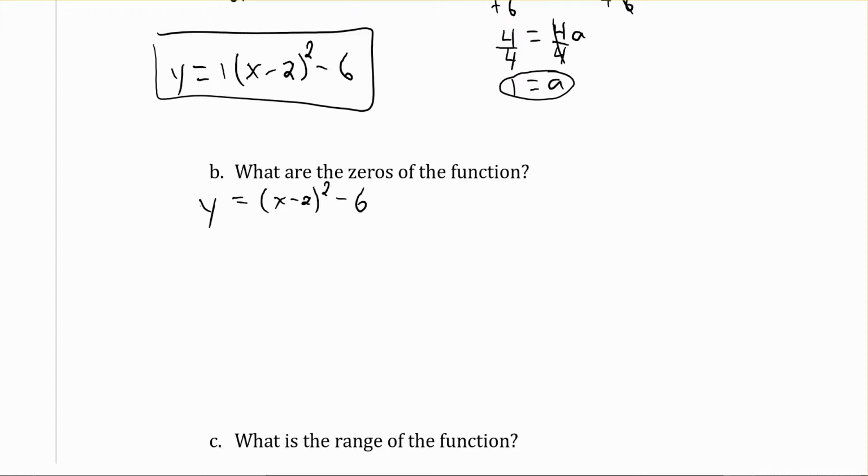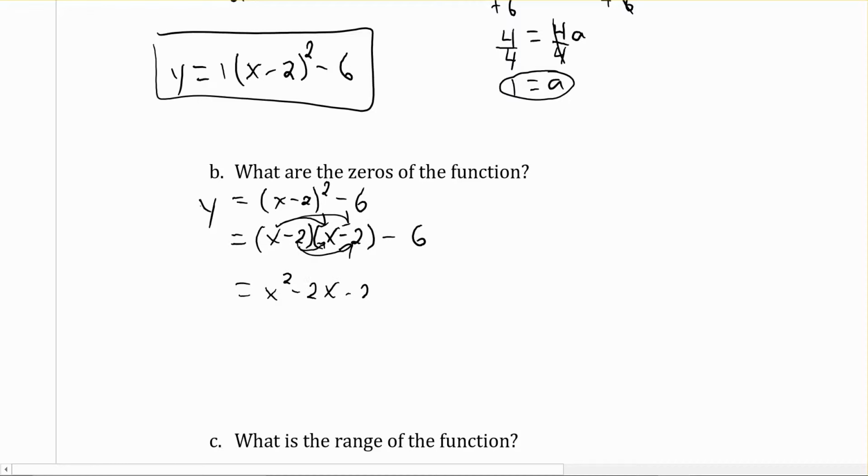What we have to do to get that back into standard form is expand this entire thing. So I need to go (x minus 2) times (x minus 2), minus 6. Expanding, that times that, that times that. This becomes x times x is x squared, minus 2x, minus 2x again, and then plus 4, and then minus 6. If we collect all of our like terms, this becomes x squared minus 4x minus 2.